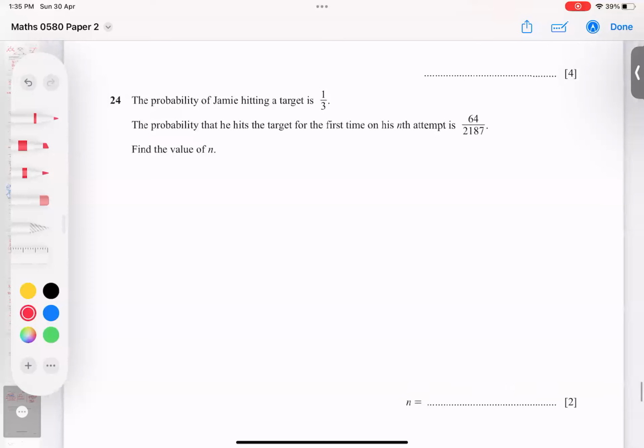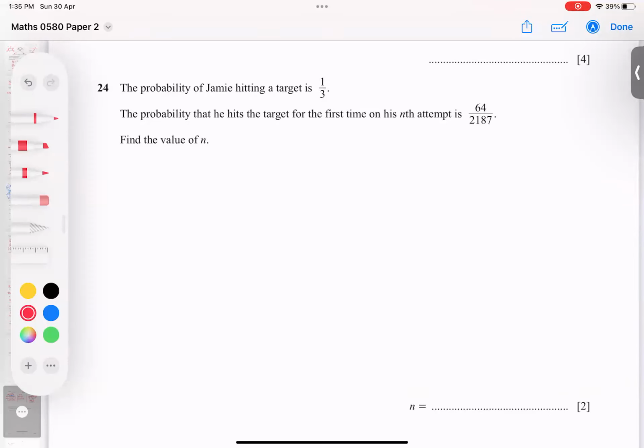All right, this is question 24. He's saying the probability of Jamie hitting the target is 1 by 3. So hitting the target is 1 by 3. So naturally not hitting the target is 1 minus 1 over 3. Or out of 3, subtract 1, you get 2, so 2 out of 3.